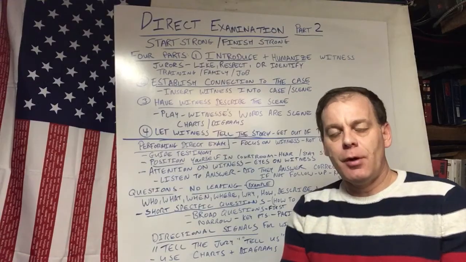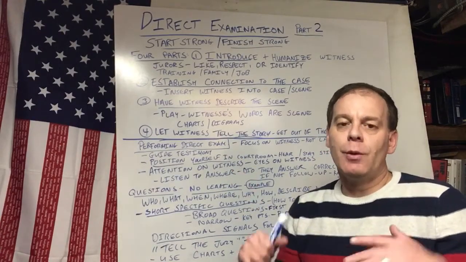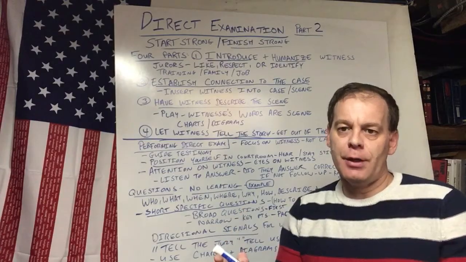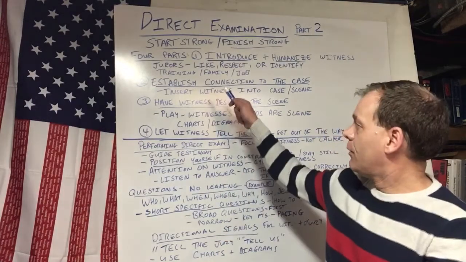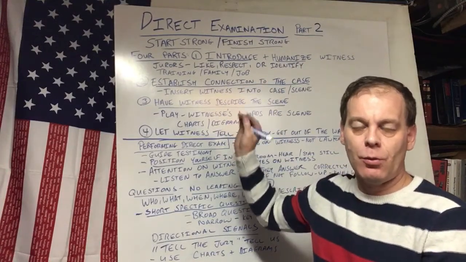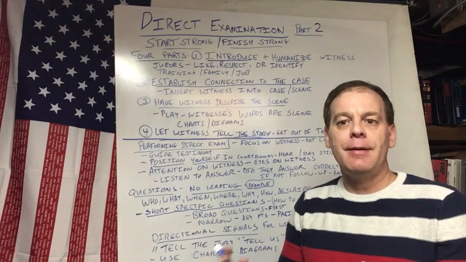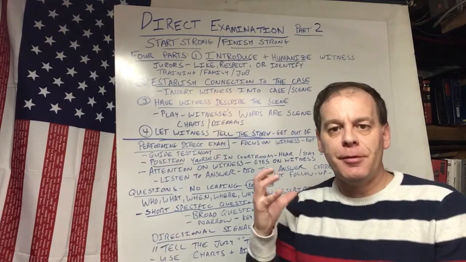So there's 4 parts of direct examination to be effective. Part 1. This is where we introduce and humanize the witness. This is where we're going to make the jurors like, respect, or identify with the witness. So why should they like them? Why should they believe them? Do they have some specific training?